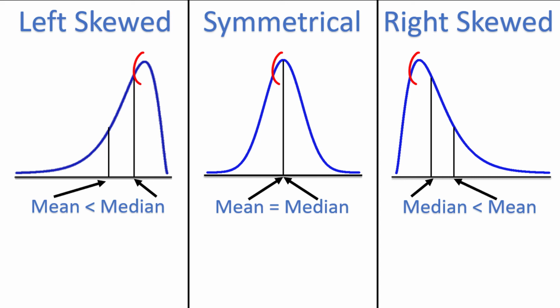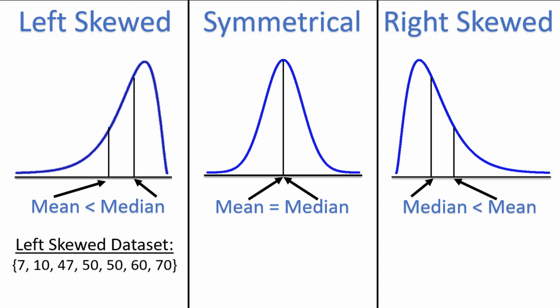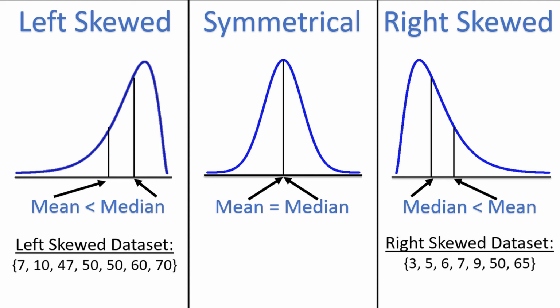Note that the higher parts of each of these distributions represent more common values. So a distribution that's left-skewed, like this one, might have a lot of large numbers and only a few small numbers, such as the numbers in this dataset. The small numbers pull the mean down, but have no effect on the median, since the median is always the number in the middle. A distribution that's right-skewed, like this one, has a lot of small values and only a few large values, like in this dataset. The large numbers pull the mean up, but have no effect on the median, since the median is always the number in the middle.